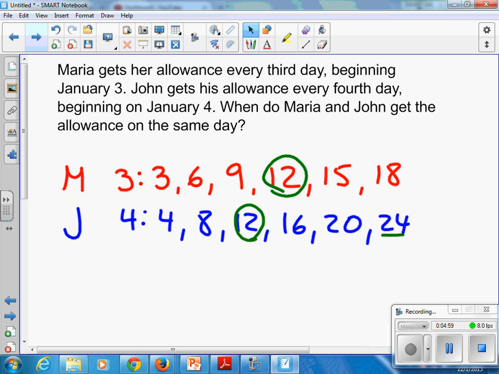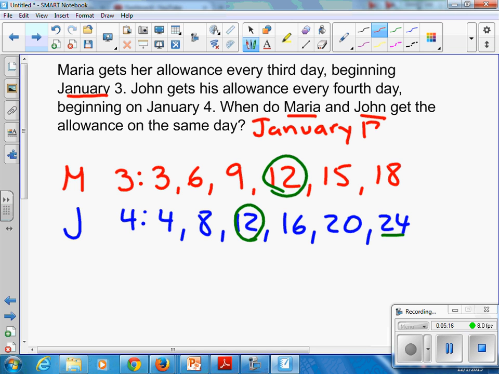But read the question. It says, when do Maria and John get the allowance on the same day? When is the next day? The 12th. And we're talking about which month? January. So the next time they're going to get the allowance is going to be on January the 12th. That's how you're probably going to find it out in a test.